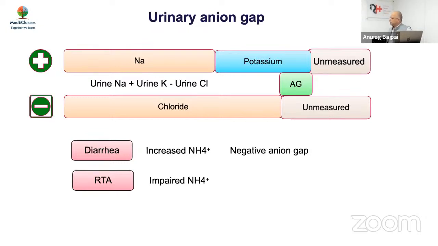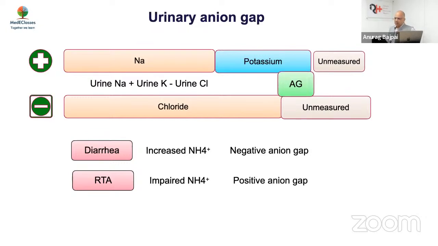So your sodium and potassium will be more than the chloride. And clearly in this scenario, you will have a positive anion gap. So this anion gap in the urine is a good test in terms of identifying.